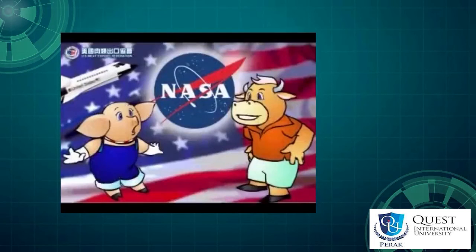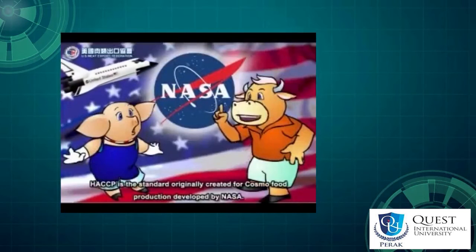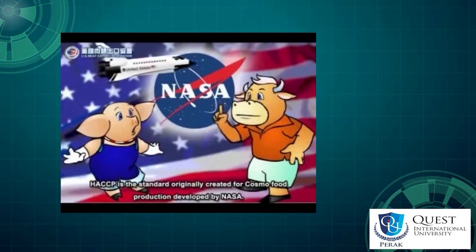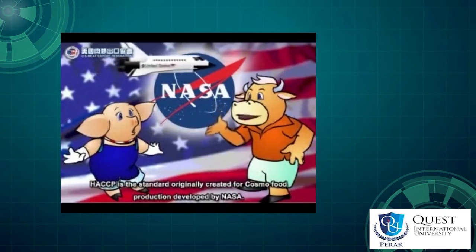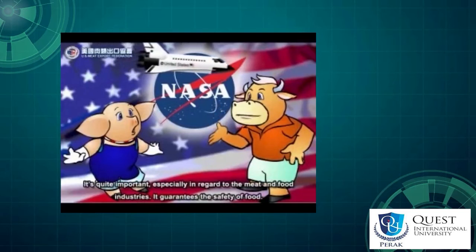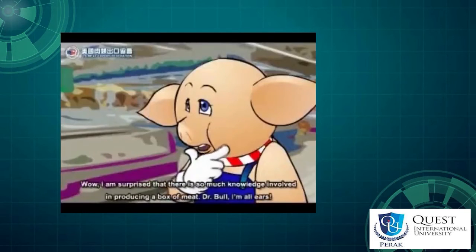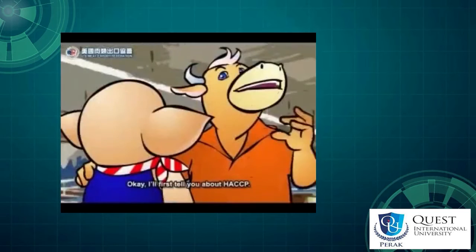HACCP? What's that? HACCP is the standard originally created for cosmo food production developed by NASA. It's quite important, especially in regard to the meat and food industries. It guarantees the safety of food. Wow, I am surprised that there is so much knowledge involved in producing a box of meat. Dr. Bull, I'm all ears.